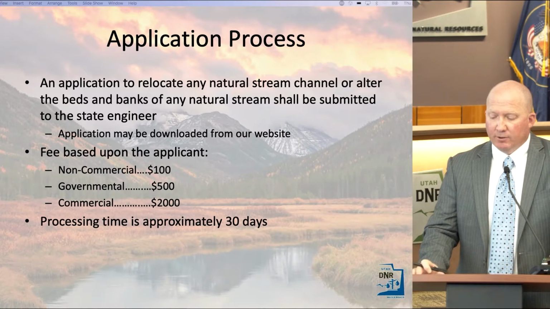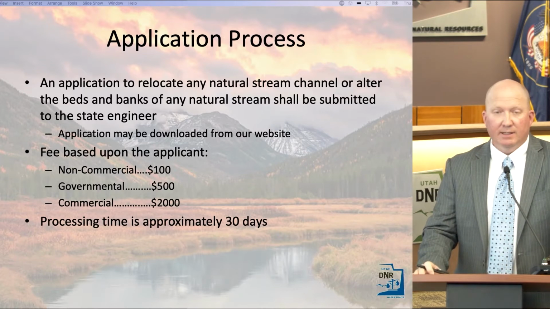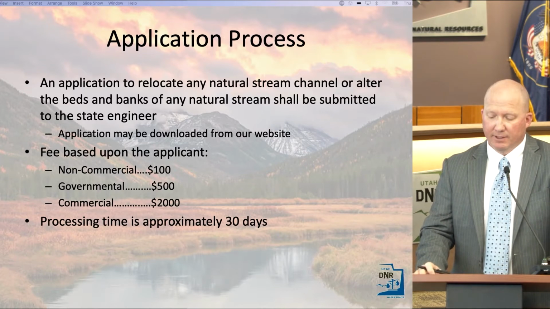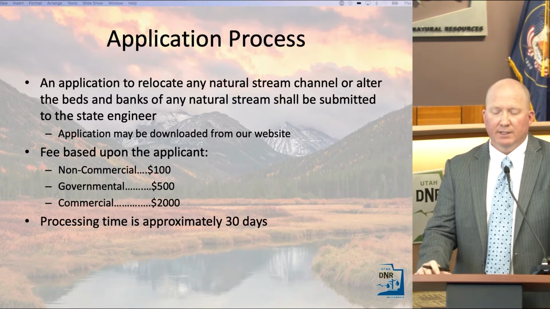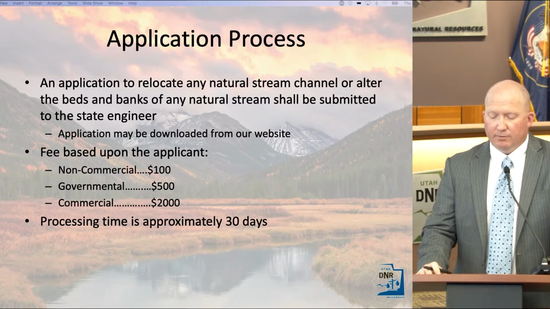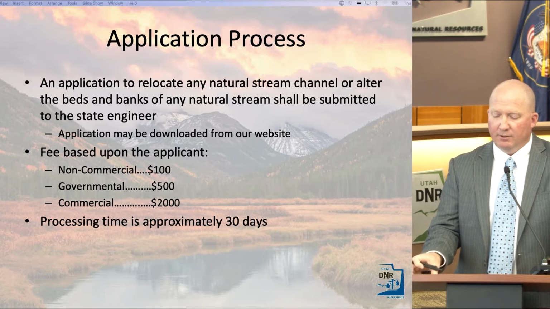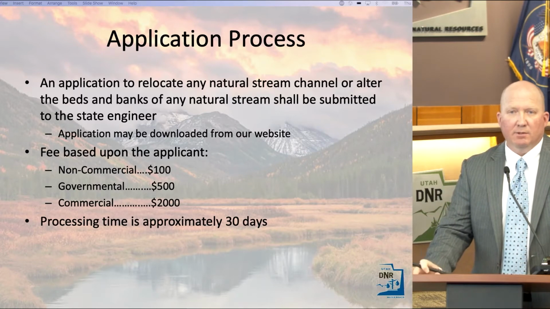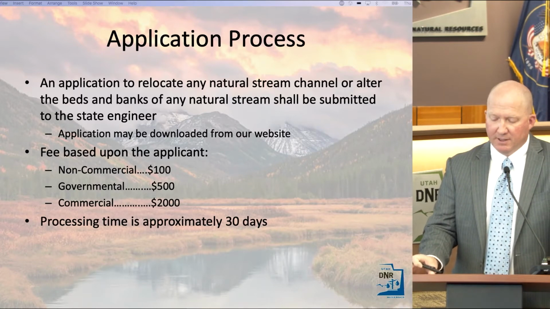Approval is granted through an application process, and there's an associated processing fee. The fee schedule is shown here. It's $100 for non-commercial entities, $500 for government, and $2,000 for commercial entities. The processing time on stream alterations is around 30 days.